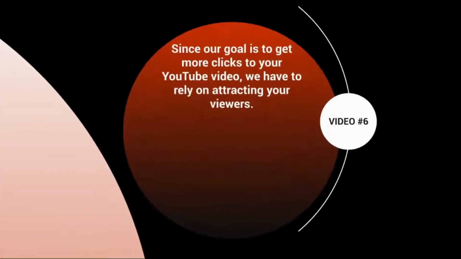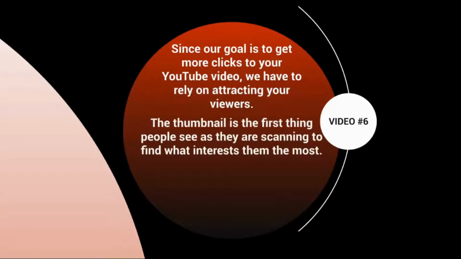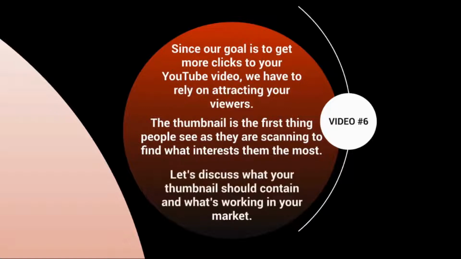You see, since our goal is to get more clicks or more views to your YouTube video, we have to rely on attracting viewers. So if you think about it, the thumbnail is the first thing people see as they are scanning to find what interests them the most. So in other words, if you go to youtube.com and you type in a keyword, you're going to see all the results with thumbnails, the titles, the descriptions, and all of that. So that's the first thing that they see. So let's discuss what your thumbnail should contain and what's working in your market and how to figure that out.